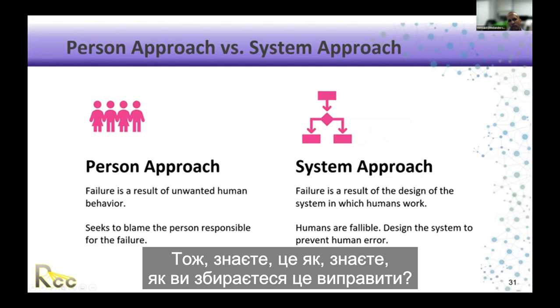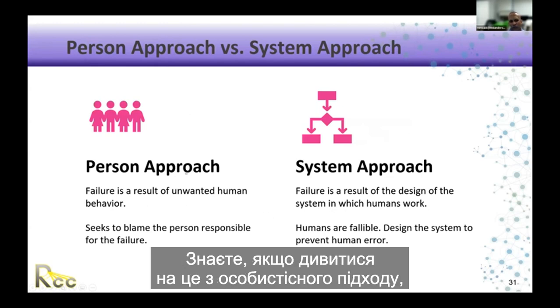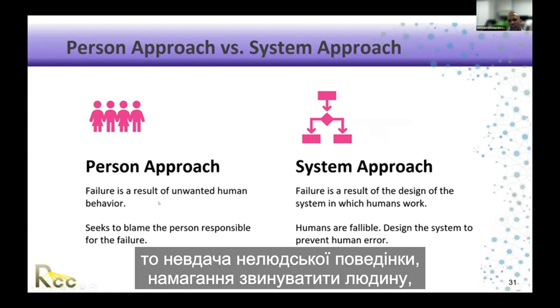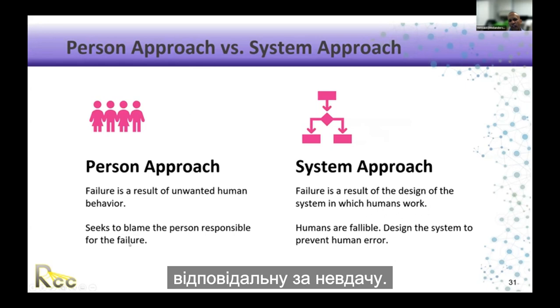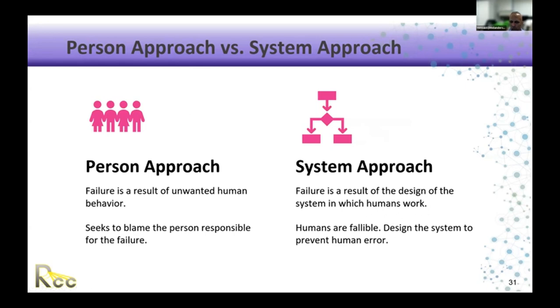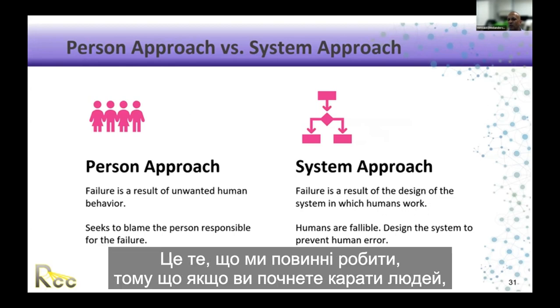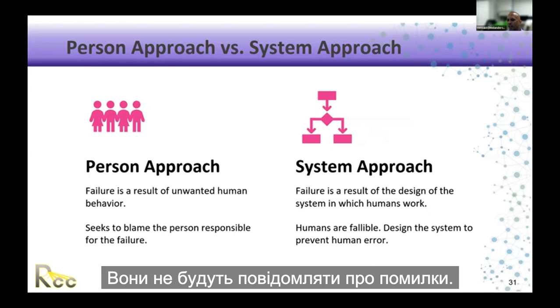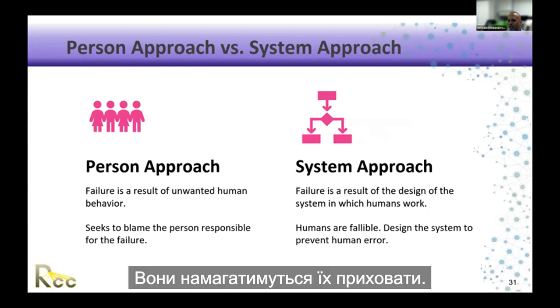So how are you going to fix this? When you look at it from the personal approach, failure is a result of unsafe human behavior, and it seeks to blame the person responsible for the failure. This is what we have to avoid. You need to teach people instead of punishing people. Because if you start punishing people, you know what's going to happen? They're not going to report errors. They're going to try to hide it.